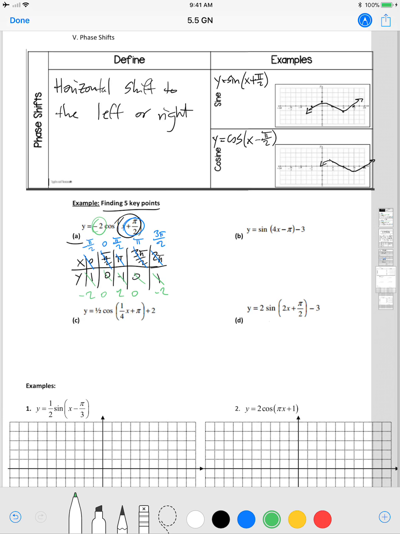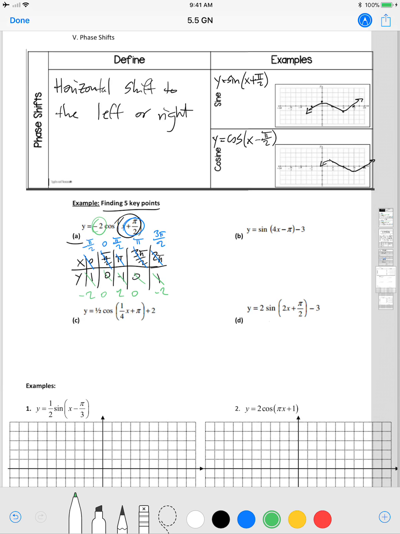So the plus pi over 2 was a phase shift, pi over 2 to the left. The 2 was changing the amplitude. I made the graph taller. The amplitude is now equal to 2. And then the negative, just like before in our transformations, it would flip it over the x-axis. It's a reflection over the x-axis. And we would see that if we plotted these points.